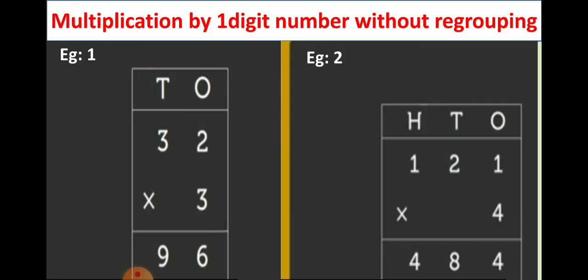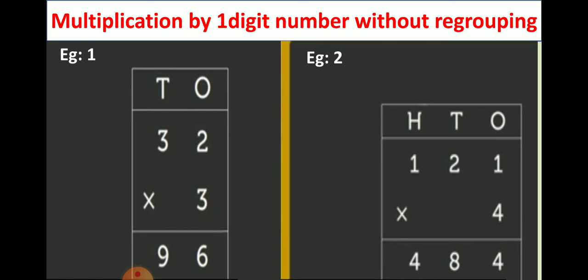Now let us have a look at multiplication by one digit number without regrouping. So it is simple multiplication, students. Here the concept of carrying is not used, and that is why it is known as without regrouping. Now you can see we are multiplying the number 3 with the number 32. So 3 twos are 6 and 3 threes are 9. Our answer is 96.